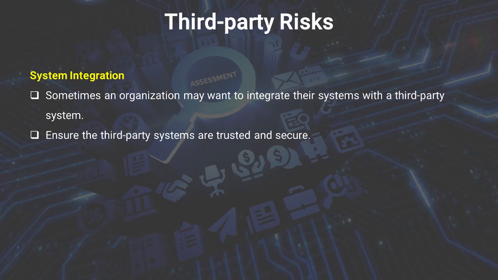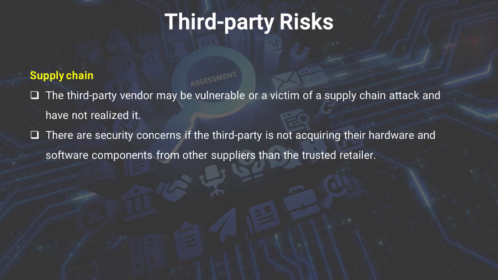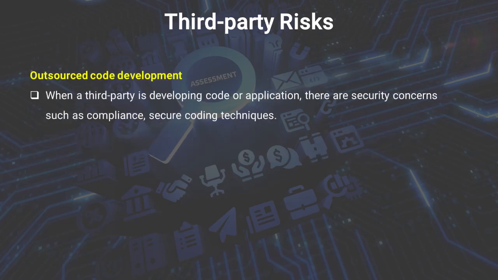Sometimes an organization may have to integrate, let's say, their system with a third-party system. Please ensure the third-party system or systems are very well trusted and secure. There's also risk involved in the supply chain. The third-party vendor may be vulnerable or be a victim of a supply chain attack and have not realized it. There are security concerns if the third party is acquiring their hardware and their software components from suppliers other than the trusted retailer. There's a major risk when outsourcing code development.